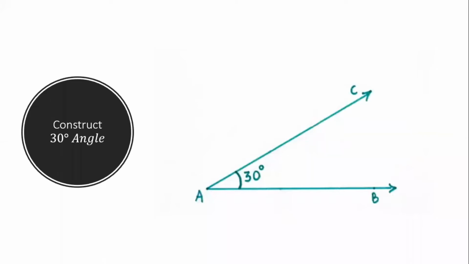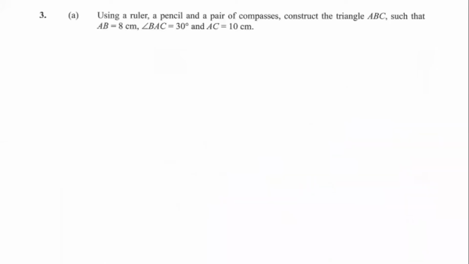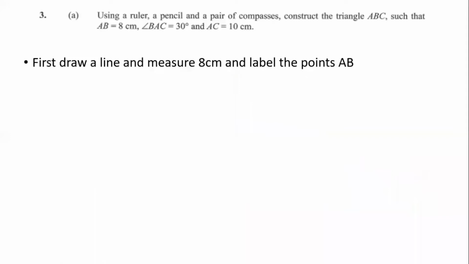This is our 30 degrees angle, and this is what it looks like should we have removed all the additional lines. So now going back to our question, it says, using a ruler, pencil, and a pair of compasses, construct the triangle. So first, we draw a line and measure 8 centimeters using our ruler and label the points A, B.